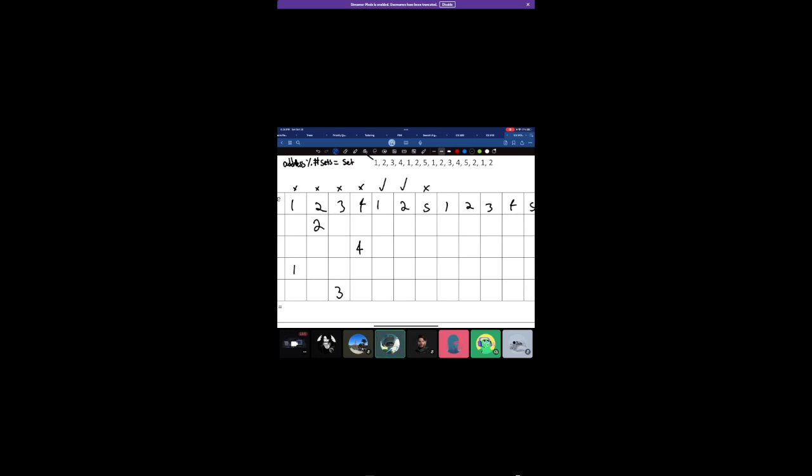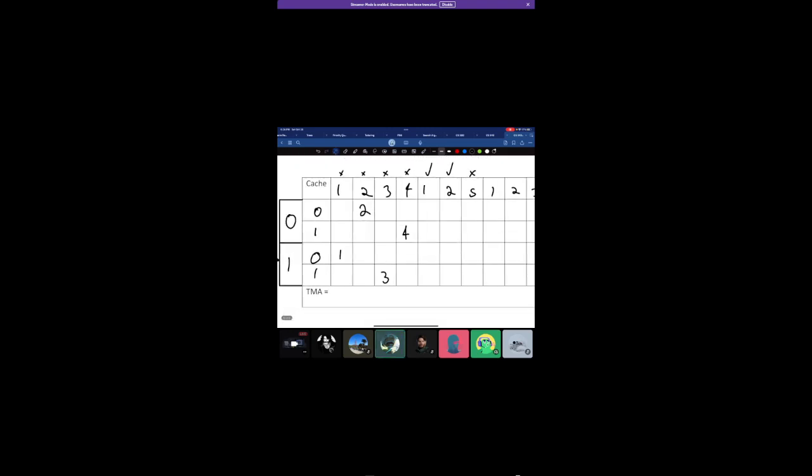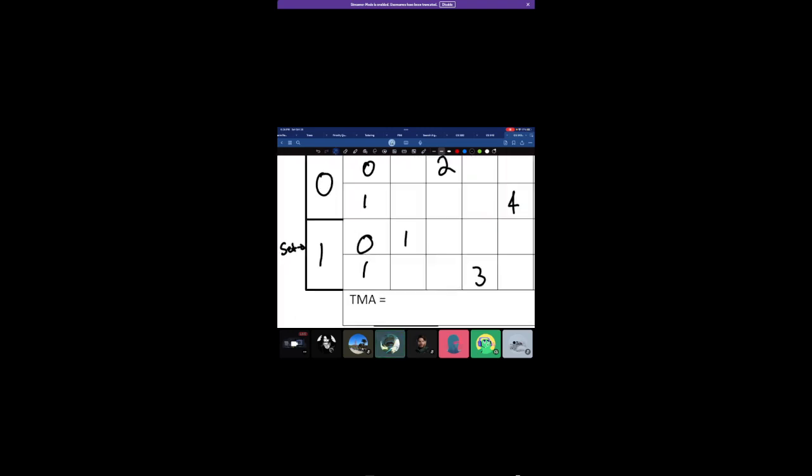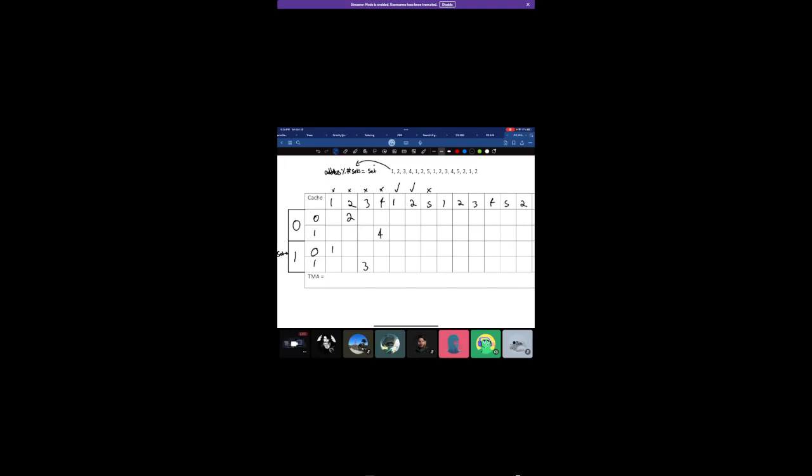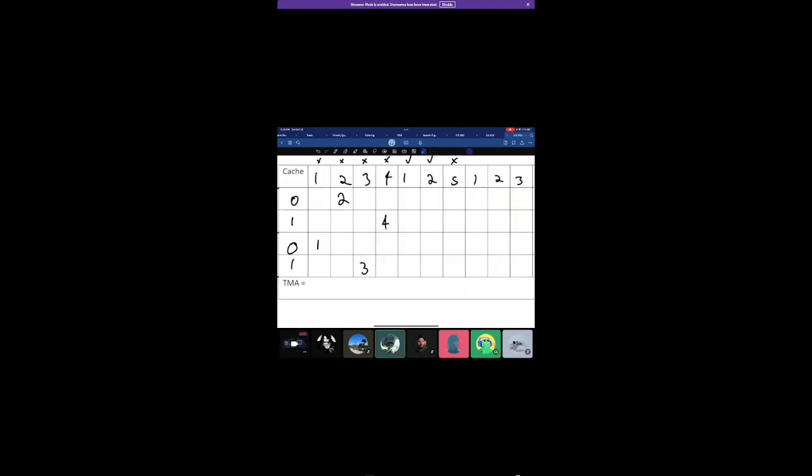So we have to figure out where that goes. 5 mod 2 is 1, so we go to set 1 and we see that 5 is not in there. We see 1 and 3, so we have to replace one of them. We see that we're using LRU replacement. The least recently used in this case, between 1 and 3, is 1.